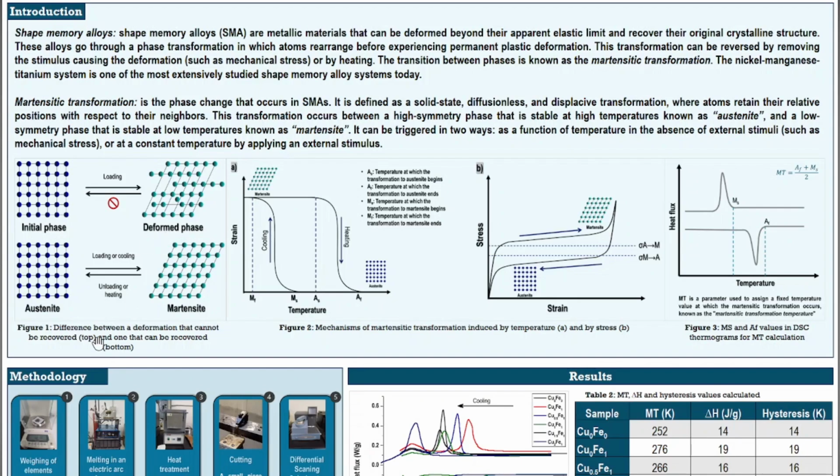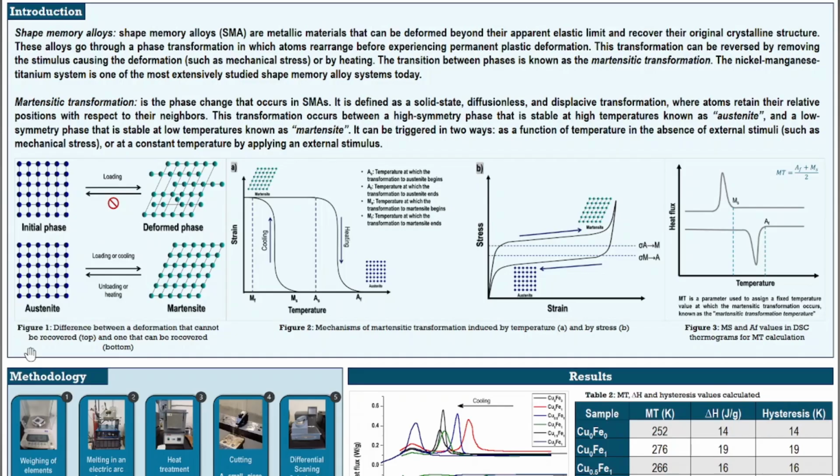So for example here, we have the difference between a deformation that cannot be recovered and one that can be recovered. This happens in a shape memory alloy. But for example, in a common alloy, such as steel, this doesn't happen. If you strain it, you can't recover its original structure.